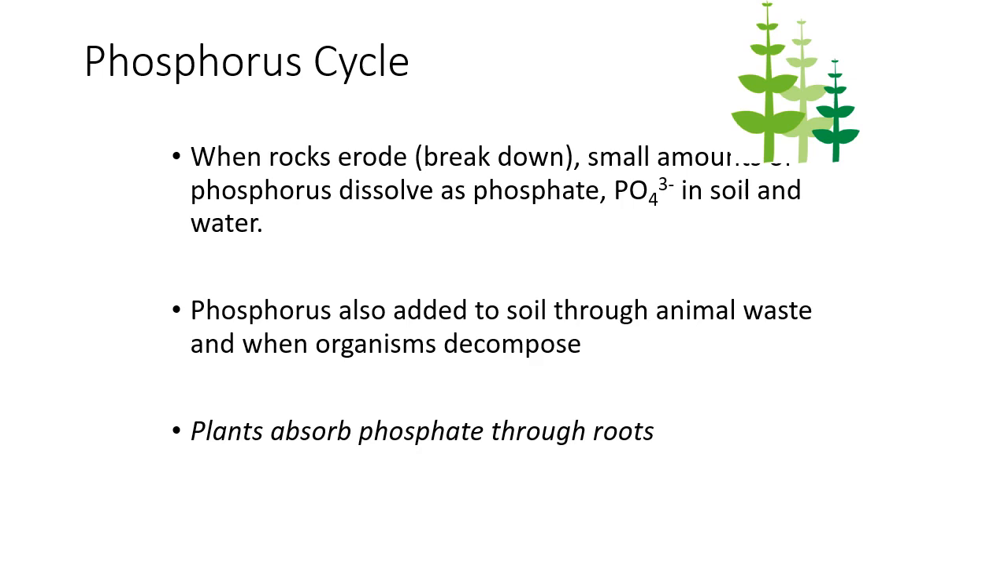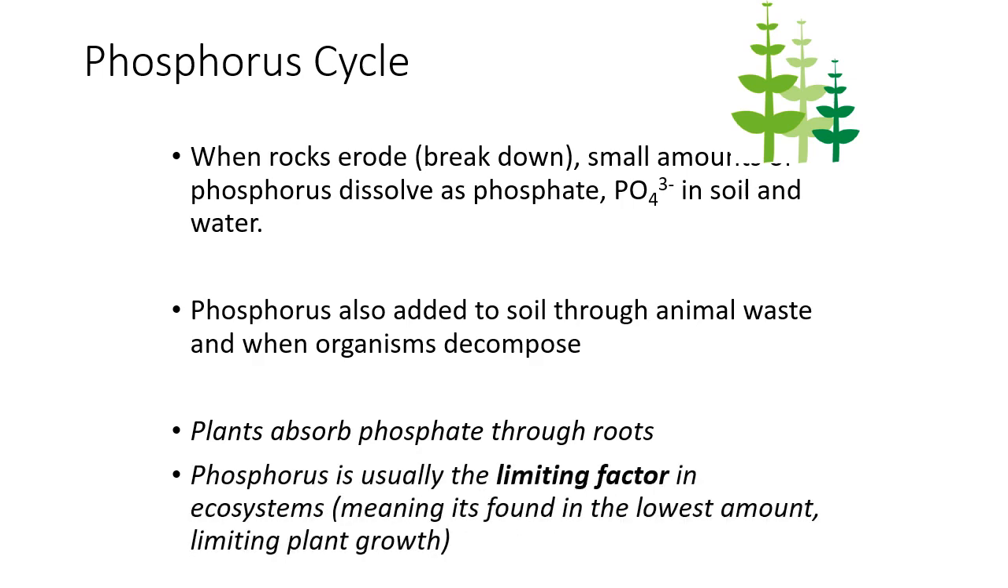And plants absorb phosphate through their roots. And this is usually the limiting factor in the ecosystem. This means that we find phosphorus in the lowest amount, which can limit plant growth.